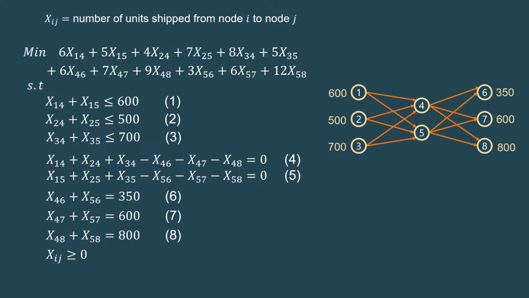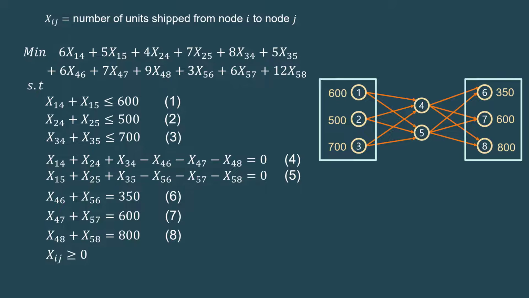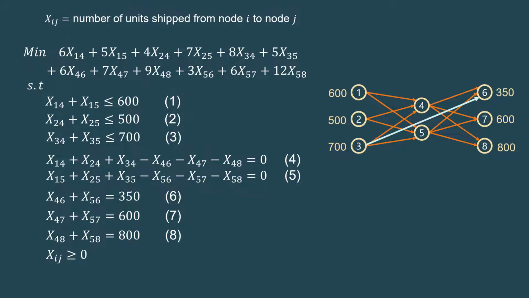Going back to our original model, we sometimes have cases where we could ship directly between origins and destinations, or between any 2 nodes. For example, suppose node 3 can ship directly to node 6. Then we add x36 to the left side of node 3 constraint. We also do the same for the node 6 constraint.